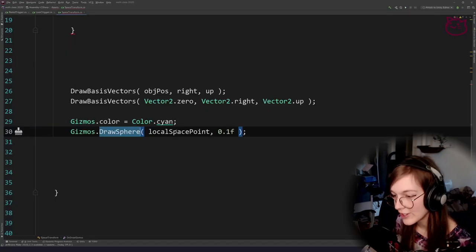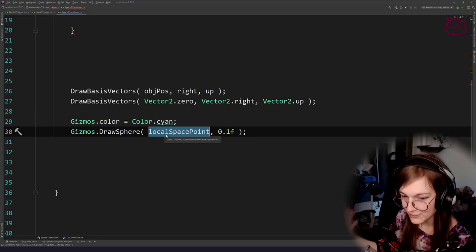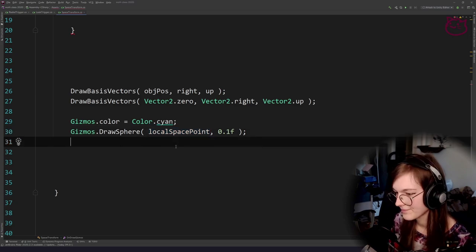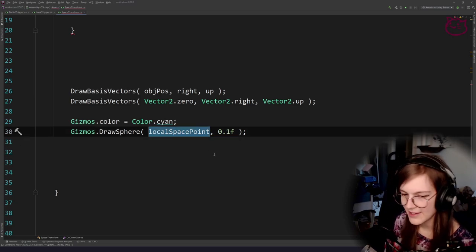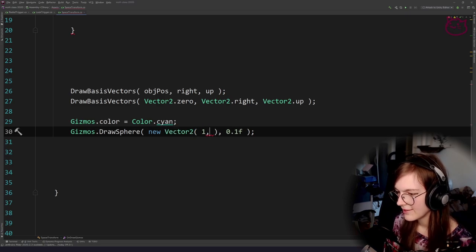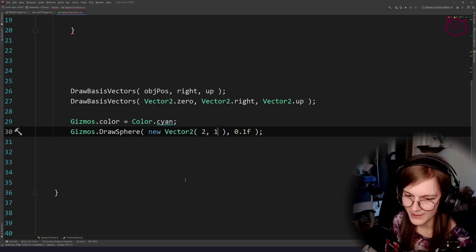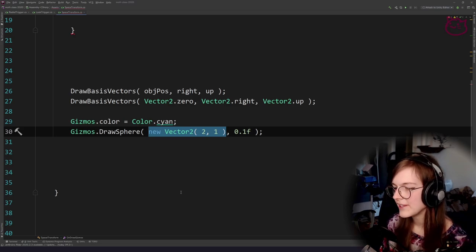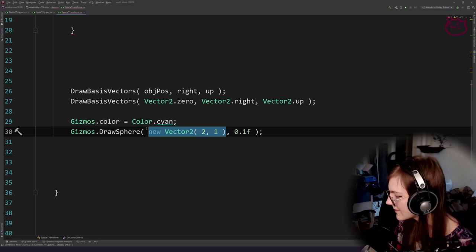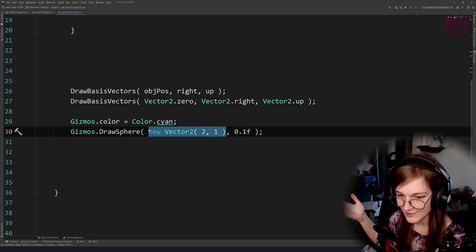So basically, it's interpreting our local space point as a world space point, which is incorrect. So we get incorrect values. So basically, this is the same thing as we're just saying new vector 2, 1. Like there's not really any way that the drawing function can know what space this is in. So it's just defaulting to world space, right?